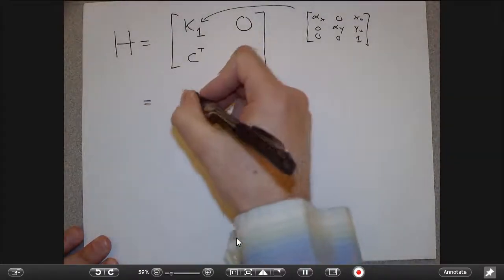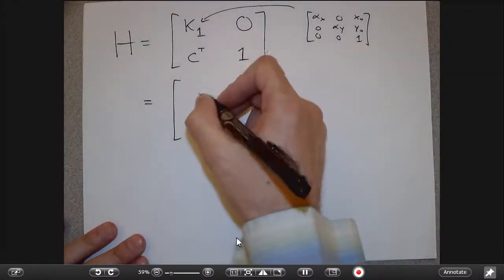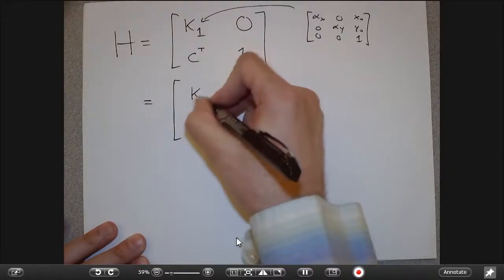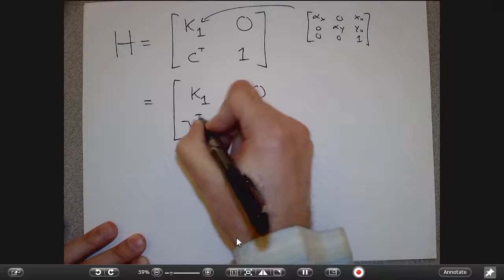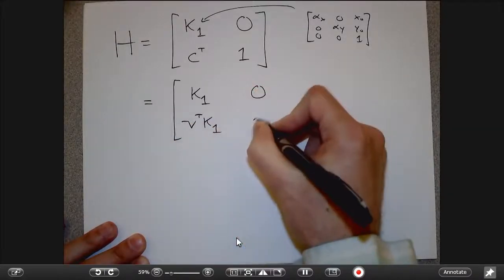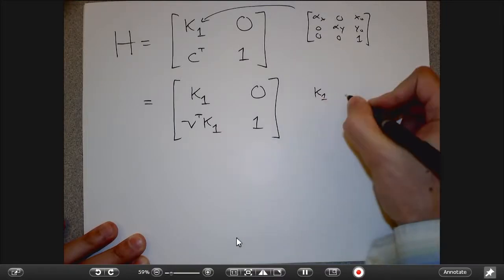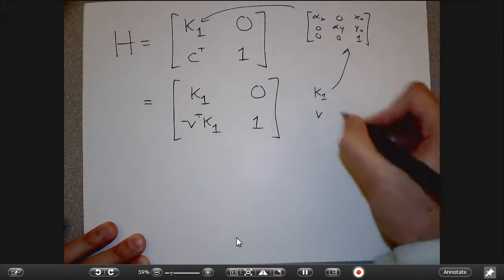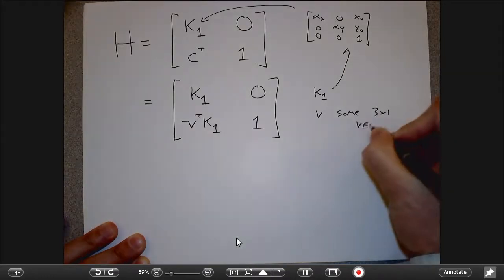And I'm going to make this a little bit easier by renaming this C to be something that's in terms of K. So I'm doing a little bit of a jig here to make this easy for myself later. So here, K1 is this, and V is some 3x1 vector.